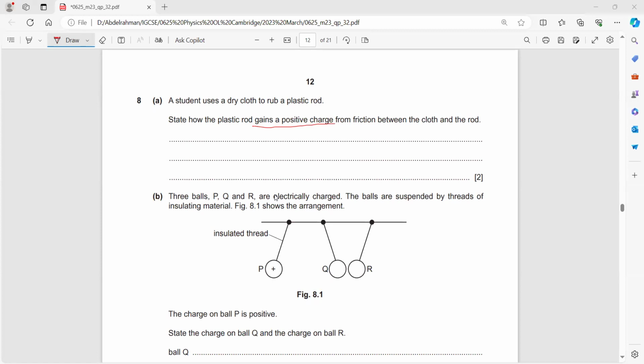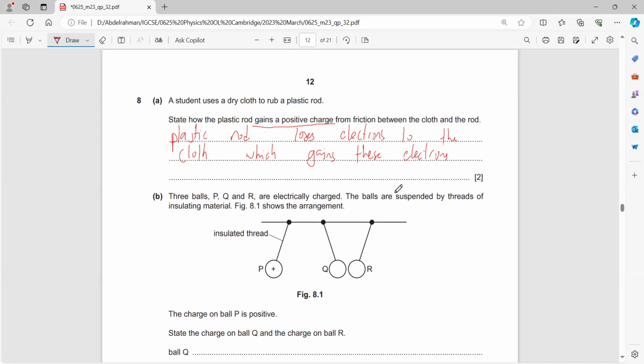Okay. How does the plastic rod gain a positive charge? Yes, the plastic rod loses electrons to the cloth, which gains these electrons. Okay, quite easy, right?